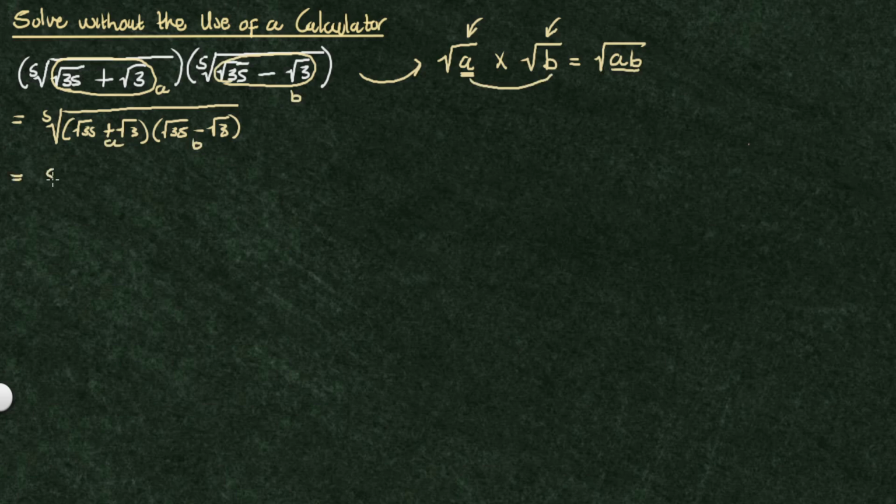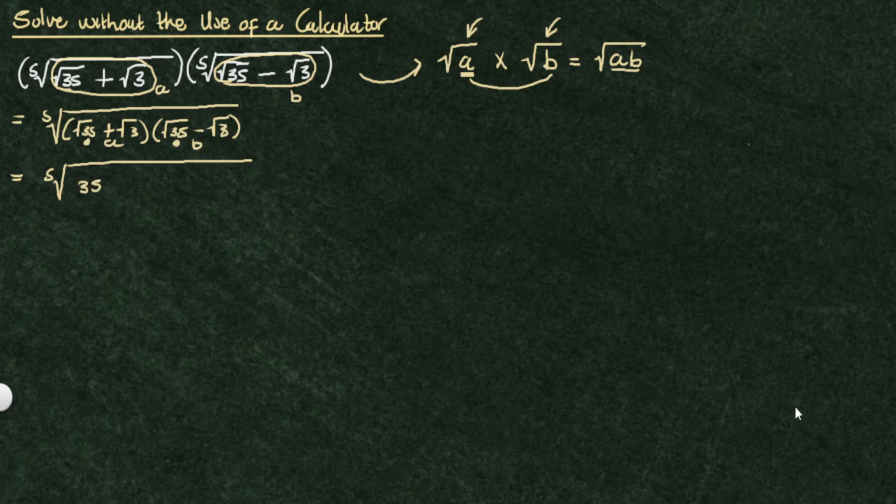This reminds me of a difference of two squares, two binomials that are similar. The only difference is the sign. So I'm going to treat this as a difference of two squares. So this will multiply that. The square root of 35 multiplied by the square root of 35 is going to be 35.